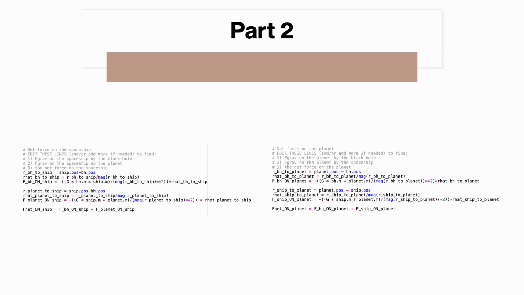For part 2 of this experiment, I first had to find the force of the black hole on the ship and the force of the planet on the ship to see how the ship would change its trajectory as it was moving. Fnet on the ship is the sum of both of these forces. However, we also have to find Fnet on the planet to see how the planet would move in its trajectory and how that would affect the spaceship. So we have to find FBH on planet, which is just the force of the black hole on the planet, and the force of the ship on the planet. And these forces added together will get us Fnet on the planet, giving us the trajectory of the planet.